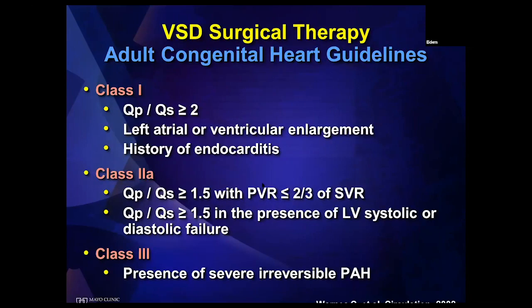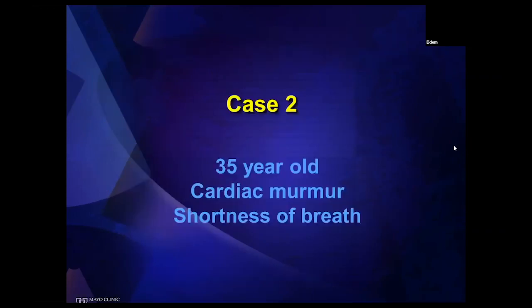If you're an adult with a VSD, a class 1 indication for closure of VSD would be a Qp/Qs greater than 2 with associated left atrial, left ventricular enlargement, or a history of endocarditis. Class 2A recommendation would be a smaller shunt with a PVR less than 2/3 of systemic vascular resistance, or a Qp/Qs of 1.5 in the presence of LV systolic or diastolic failure. Patients that have severe irreversible pulmonary hypertension should never have their VSD closed.